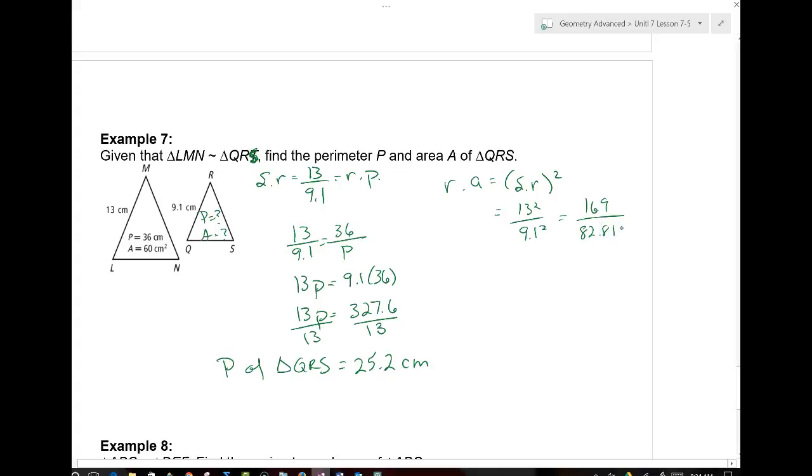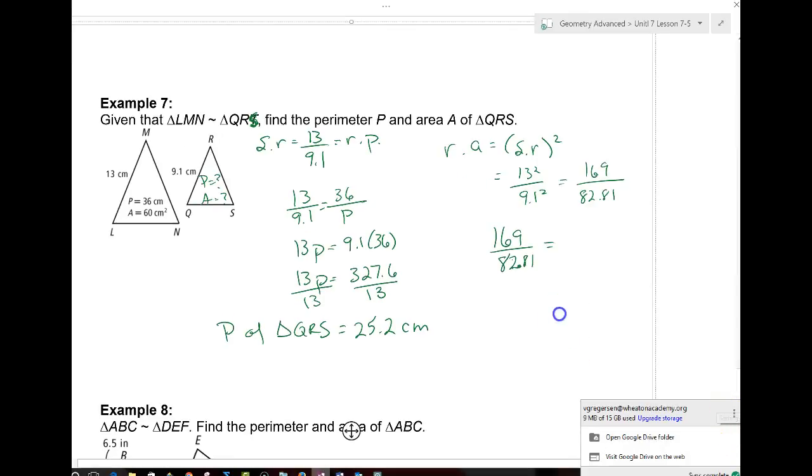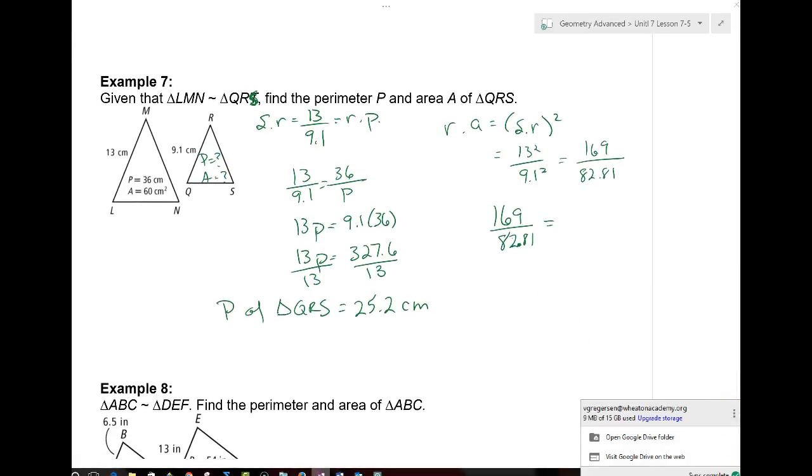All right. If you want to put the squared symbols in there instead, that's fine. But I'm going to set up a proportion the same way. 169 is to 82.81 as, what do we got here? The area of the larger one, which is 60. That doesn't look right, does it? Like, I have a 169, you have a 60 over here. Trust me, the math works out.